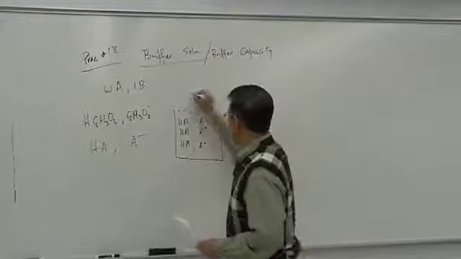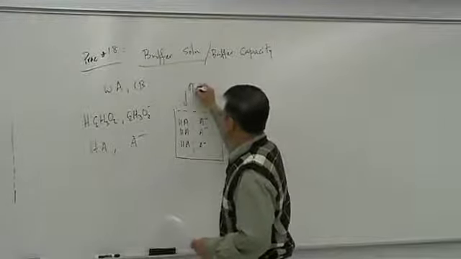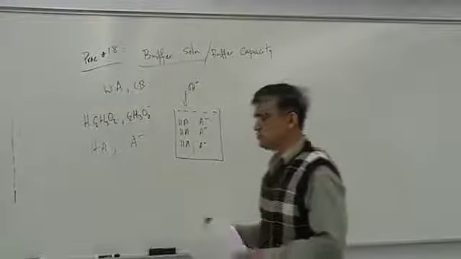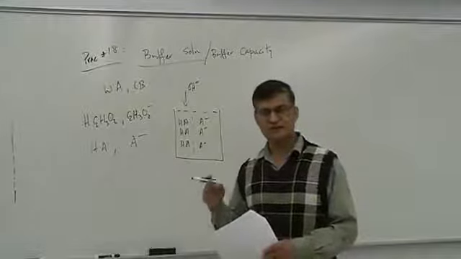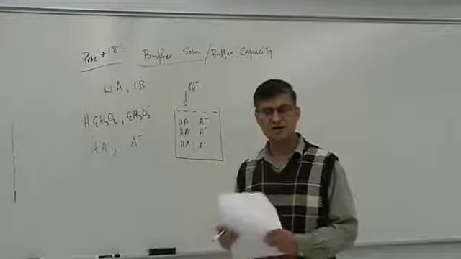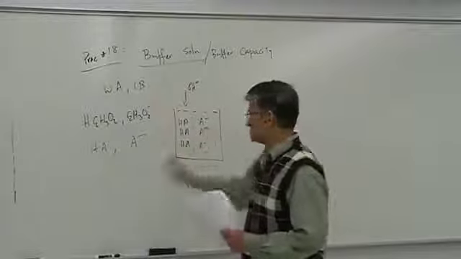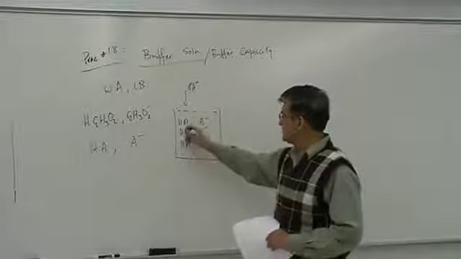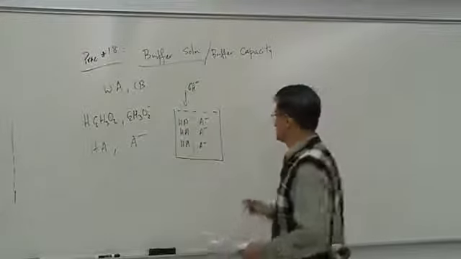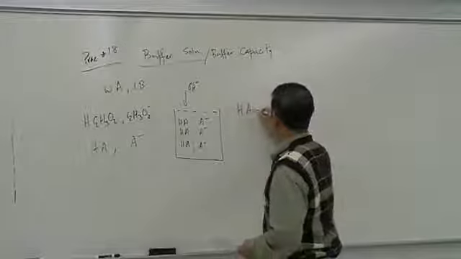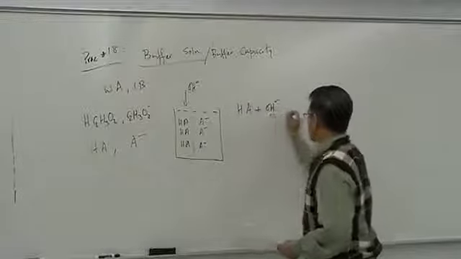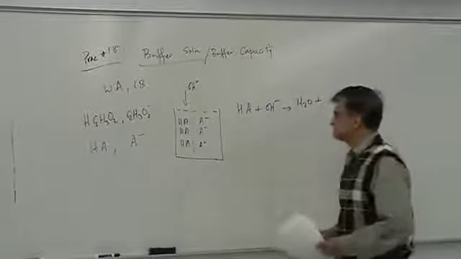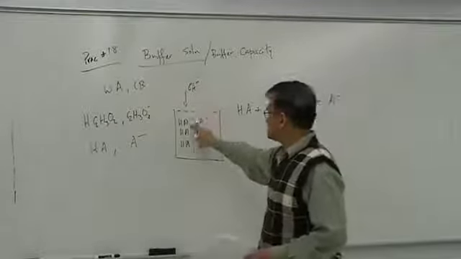Now, this is a buffer solution. Let's test that. If I'm going to add OH minus, if it is a buffer solution, there has to be something that would grab OH minus or react with it so that OH minus concentration would remain unchanged within the solution. So what can react with the OH minus that you're adding from the top? HA, the weak acid. So let me show you the reaction. HA, then hydrogen will react with that, gives you H2O plus A minus.